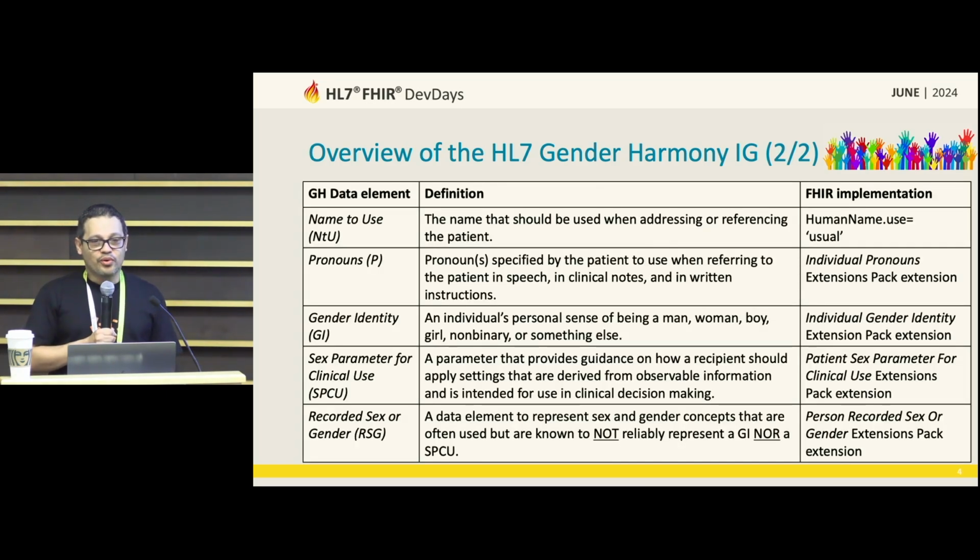I'm going to give you a quick run through of the data elements. Look, certainly by the time I get to the last two, it might be a little bit much to take in, but try your best and ask questions at the end. The first 3 are fairly self-explanatory. Name to use is the name that someone would prefer to be addressed by. Pronouns, again, self-explanatory. Gender identity is an individual person's sense of being man, woman, boy, girl, non-binary, or something else.